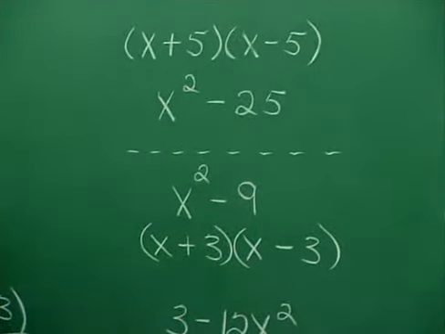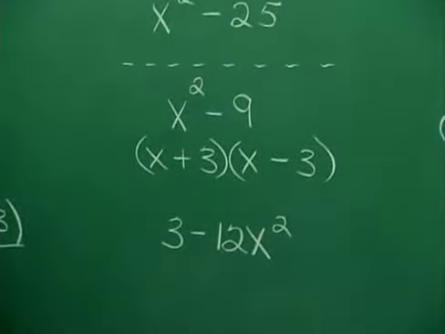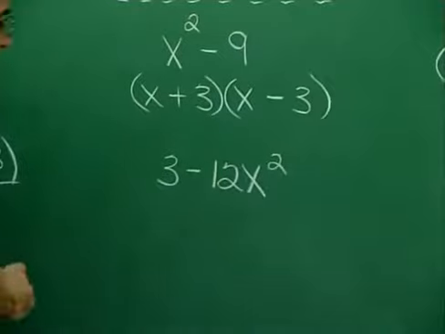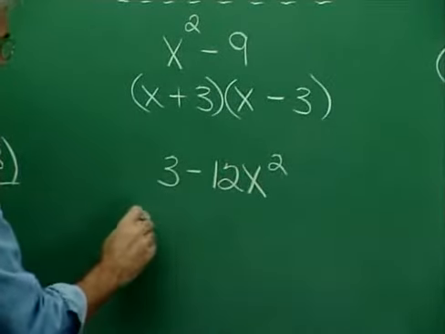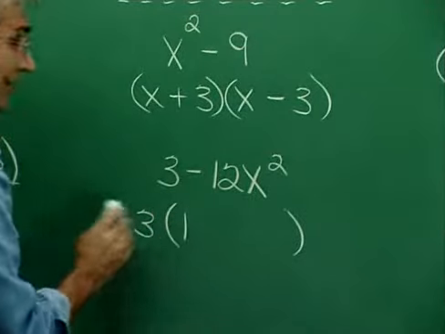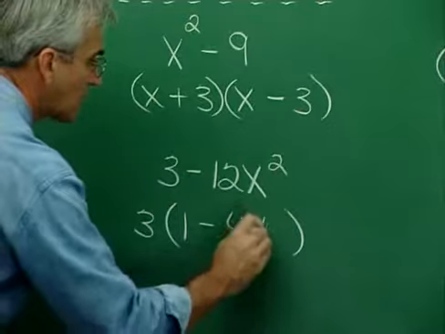Now here's a situation where this is not the difference of squares, but we're supposed to look for a common factor when we begin the factoring process. And here we have 3 as a common factor. And when we take the 3 out of this term, we're left with 1. We take 3 out of this term, and we're left with minus 4x squared.